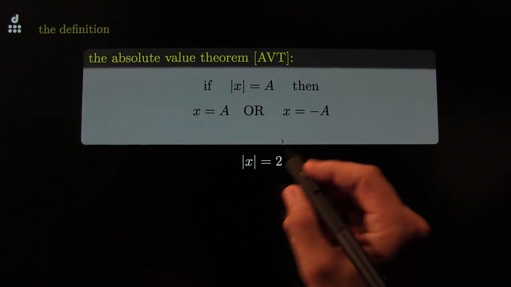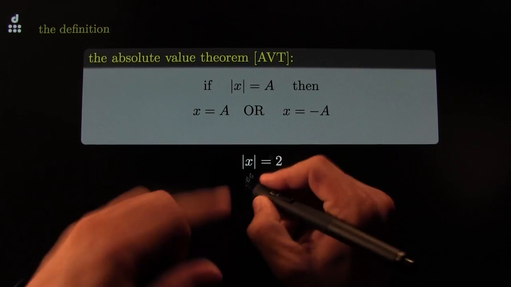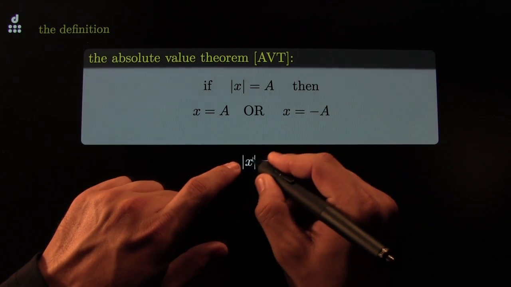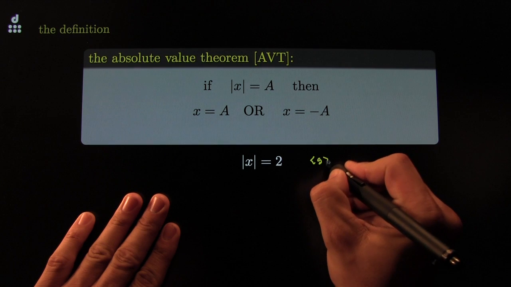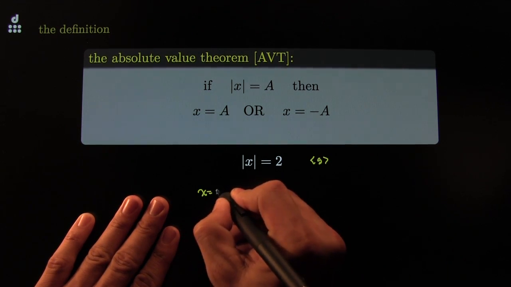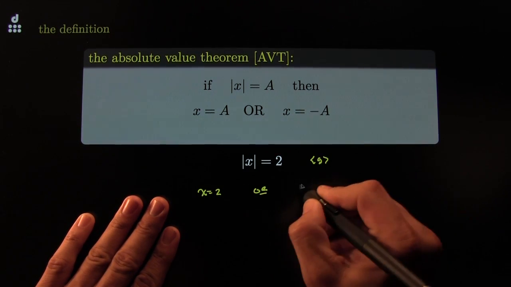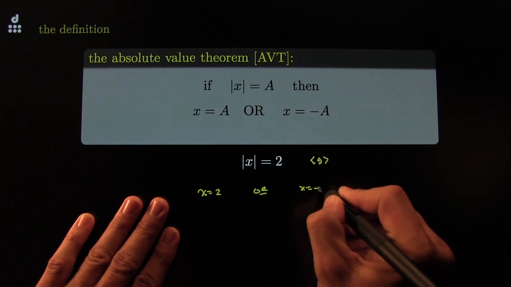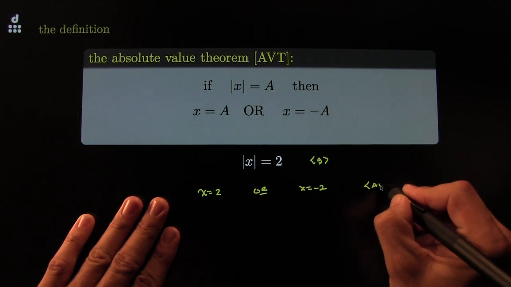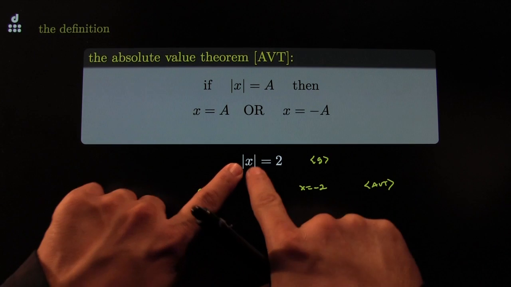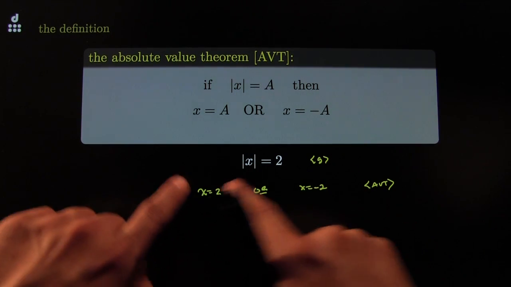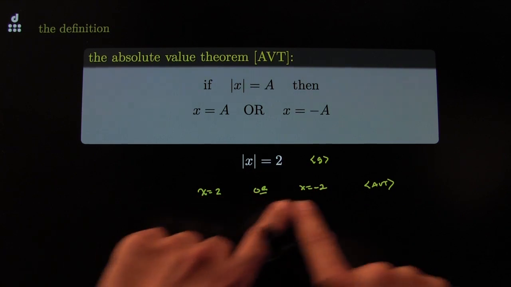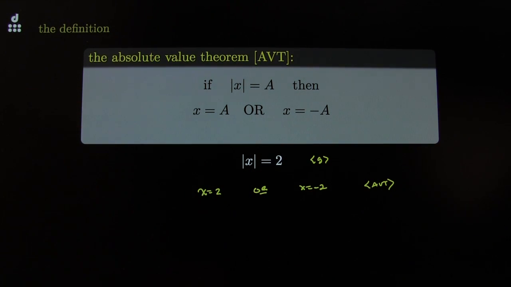For example, take this equation. You can think about it as a riddle. I've got a number x here. The absolute value of x is equal to 2. That's the given. What can you say about the number? Well, I can say that either x is equal to 2, or I can say that x is equal to negative 2. That's the absolute value theorem. It's the perfect tool to get rid of these absolute values. If you have absolute values on the left hand side, just get rid of them. It's equal to the right side, or it's equal to the negative of the right hand side, and you're done.